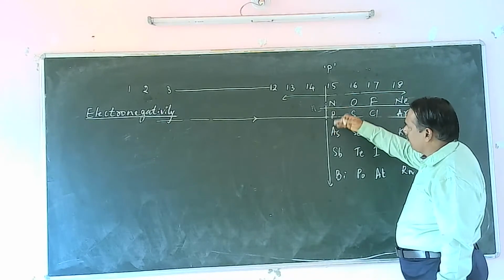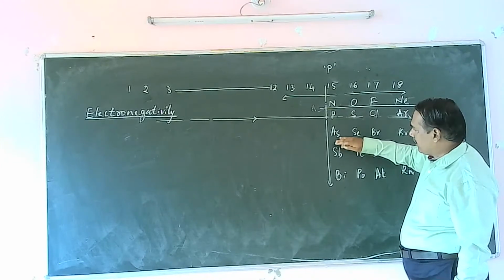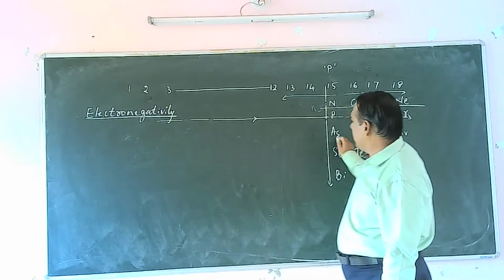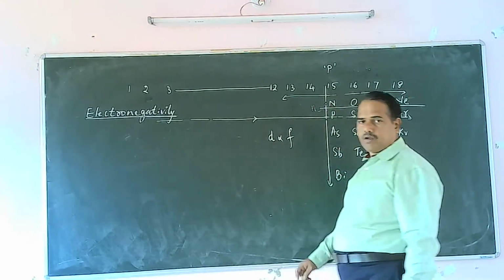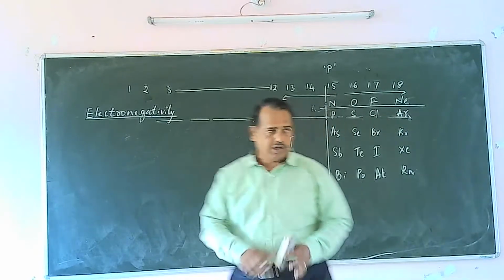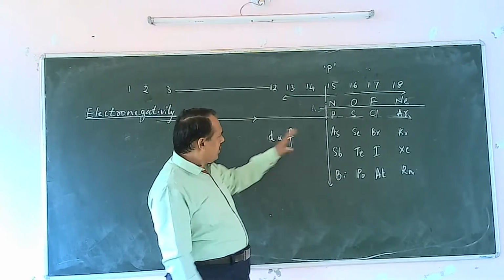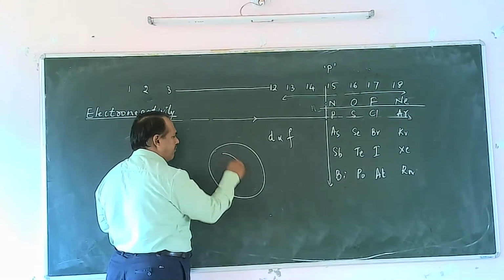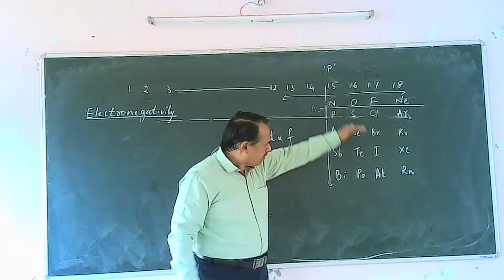Okay, as you come down after the third period, that means from the fourth period onwards, there is an addition of D and F orbitals. D and F orbitals, that may be 3D, 4D, 5D. See, if suppose this is an atom, we can find any shells or orbitals as we come down.